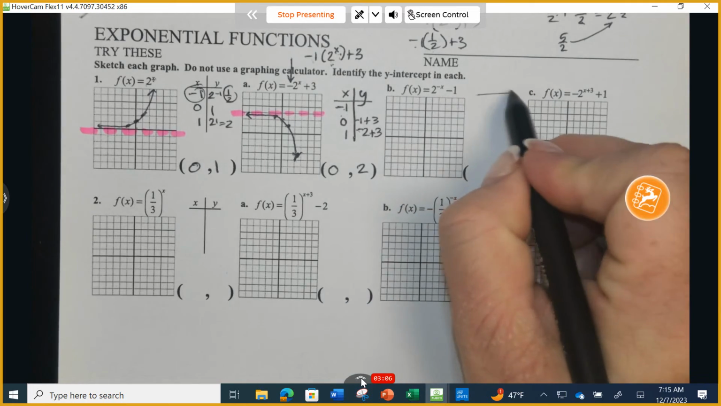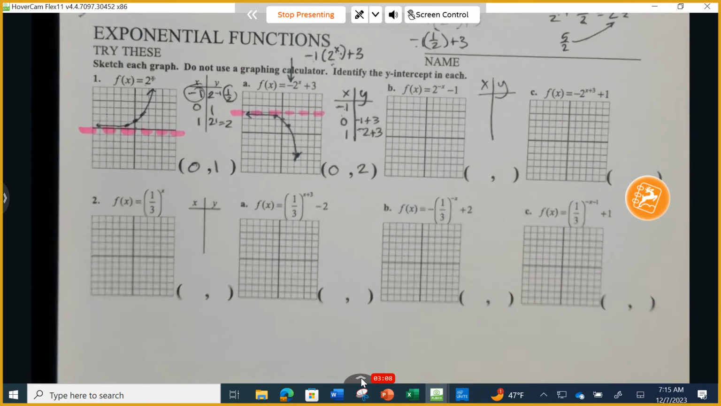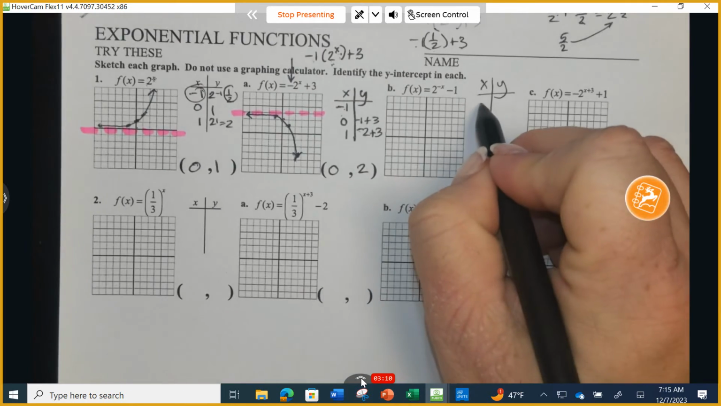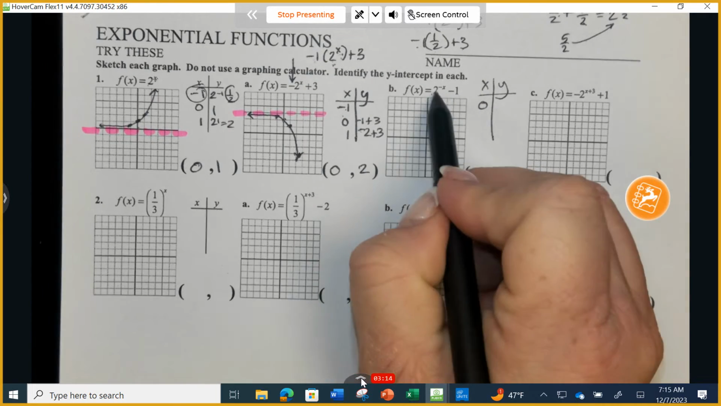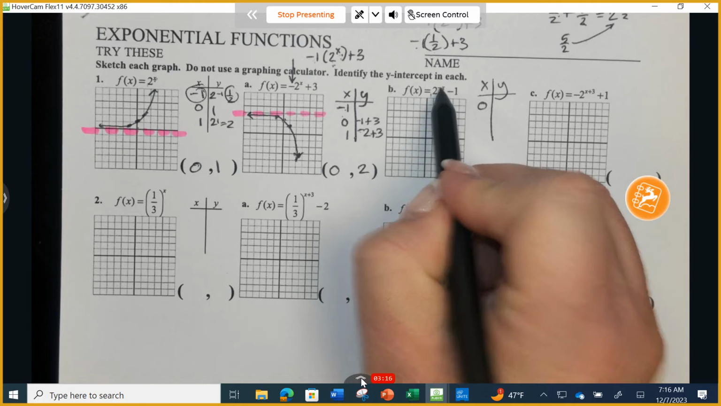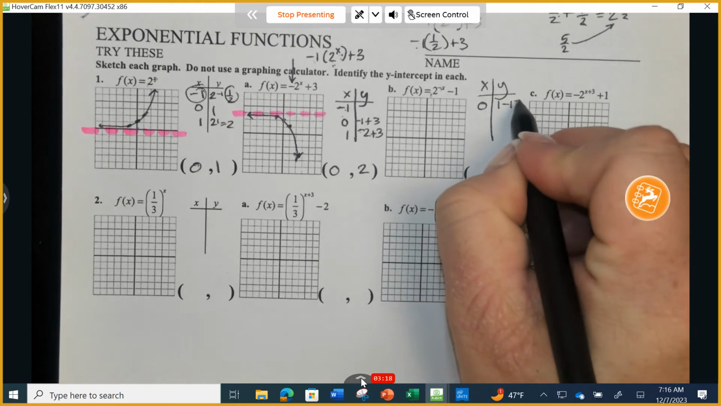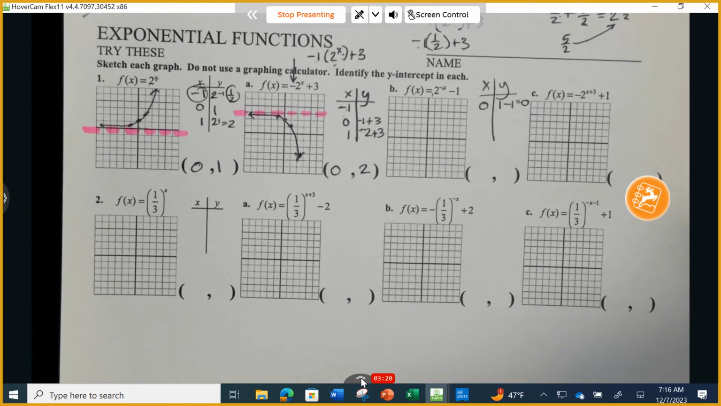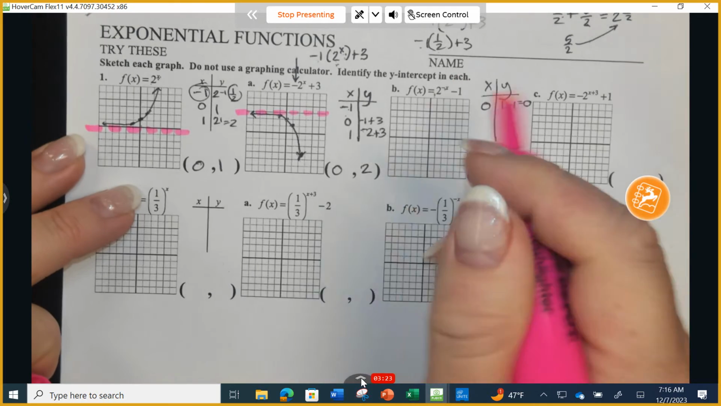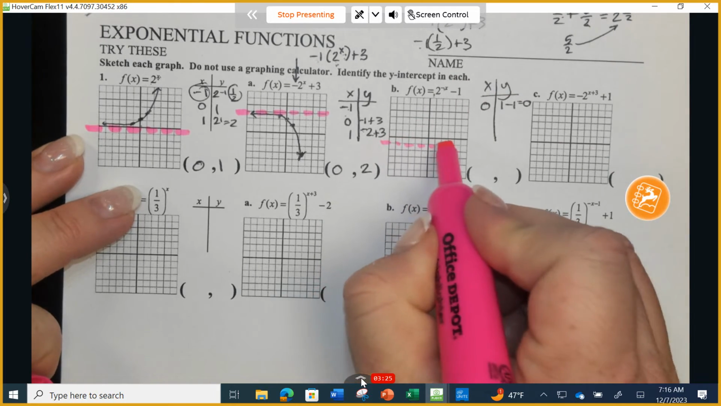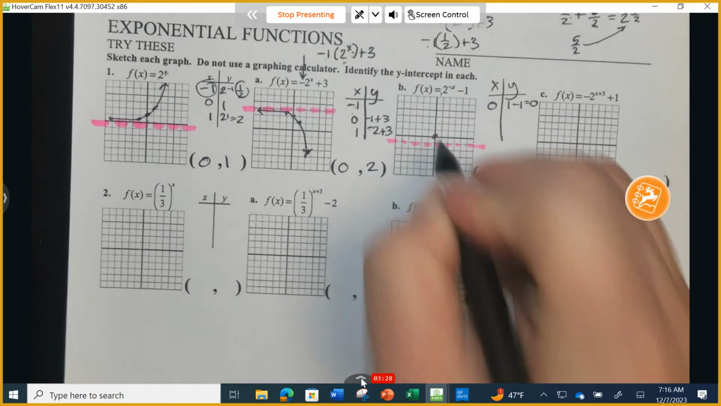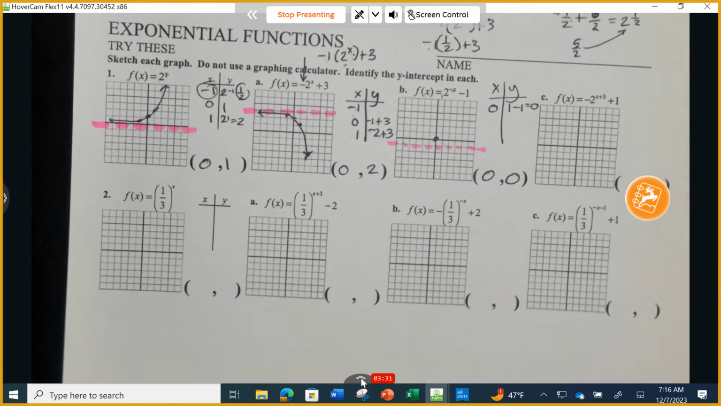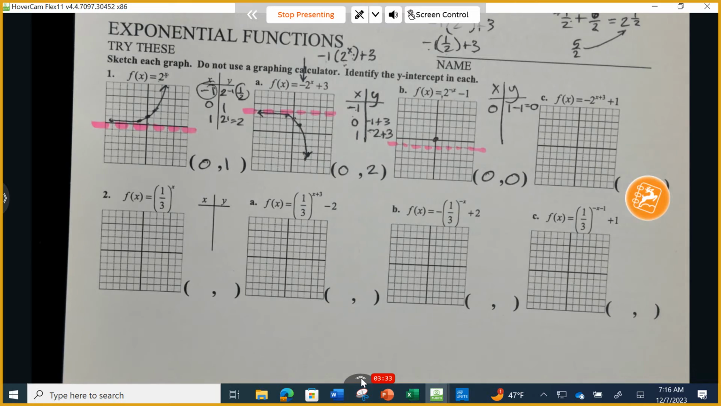Okay, so I'm going to make myself another little xy here, and I'm going to start right away by plugging in 0. 2 to the 0, there's no such thing as -0. 2 to the 0, well, anything to the 0 is 1. 1 minus 1 is 0. So I'm going to go right away over here. Recognize that we do have a vertical shift of down 1. And I am at 0, 0. So 0, 0 would be identified as my y-intercept.